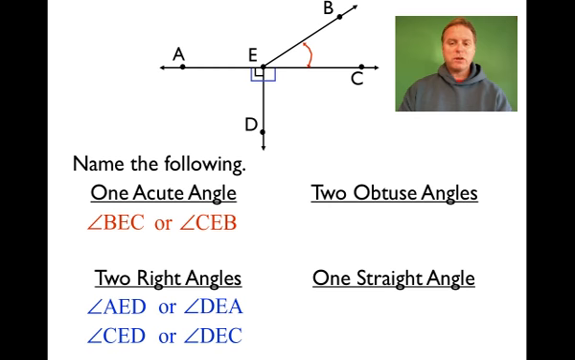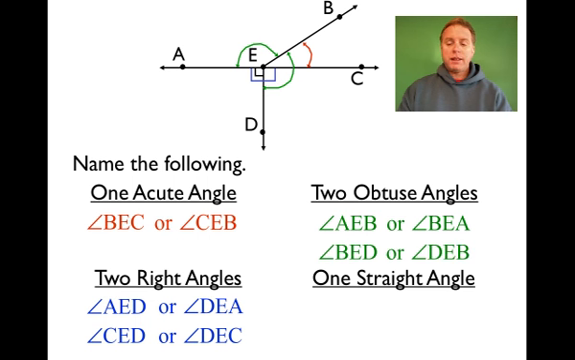Obtuse angles, remember those are more than 90 degrees. We have one right here, AEB or BEA. And then we also have this one right here, BED or angle DEB. Then we want a straight angle. That could be AEC or CEA.